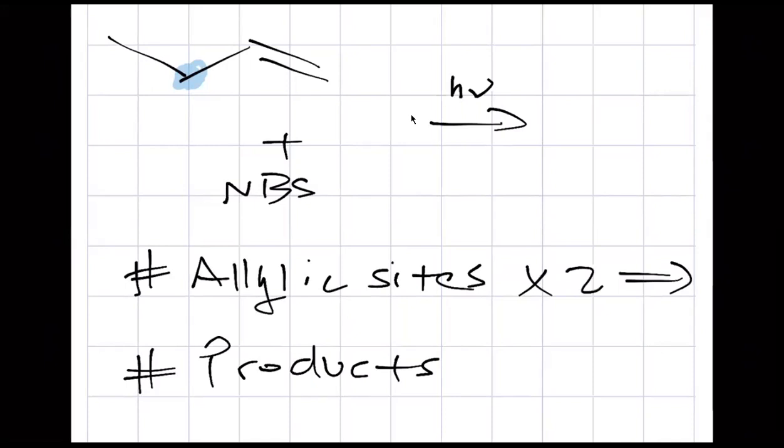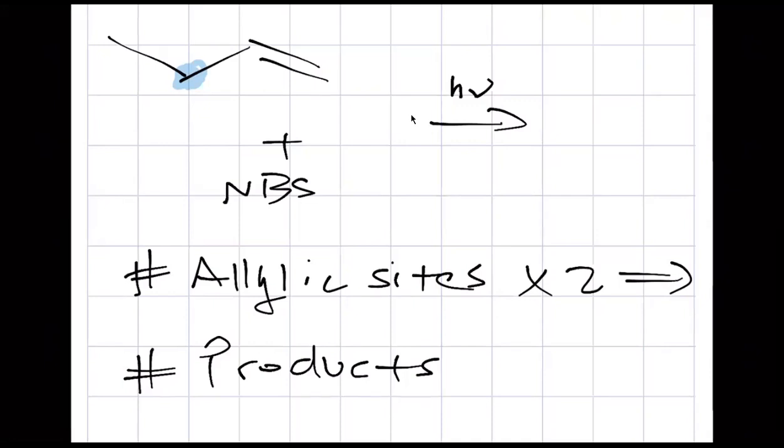Right. So you always take the number of allylic sites and multiply that by 2. That'll give you the number of products. So if you've got one allylic site, you're going to get 2 products. If you've got 2 sites, you'll get 4 products. If you've got 4 sites, you'll get 8 products, and so on and so forth, right?